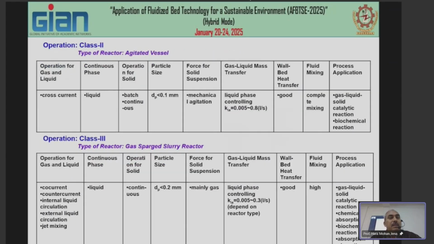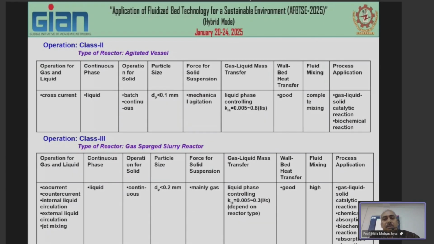Then operation class 2, the reactor type is the agitated vessel. Operation for gas and liquid is cross current in the agitated vessel. Continuous phase is the liquid. Operation for the solid is either batch or continuous. Particle size is normally small, less than 0.1 millimeter. Force of solid suspension is mechanical agitation by the use of a stirrer or such kind of device.